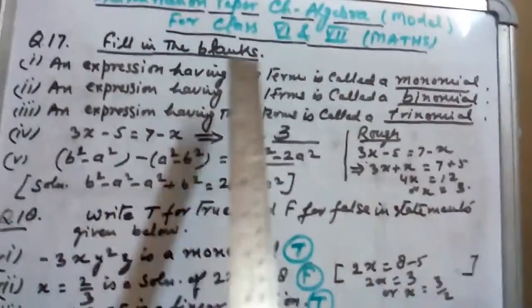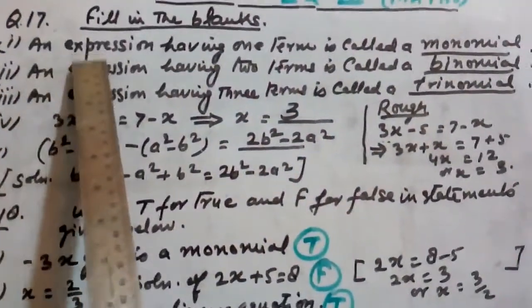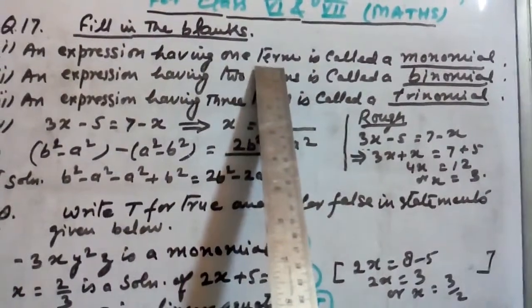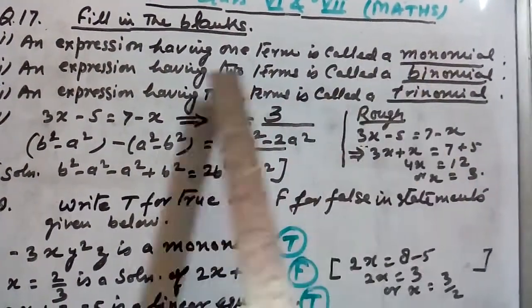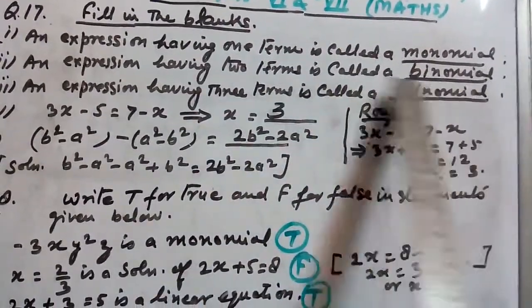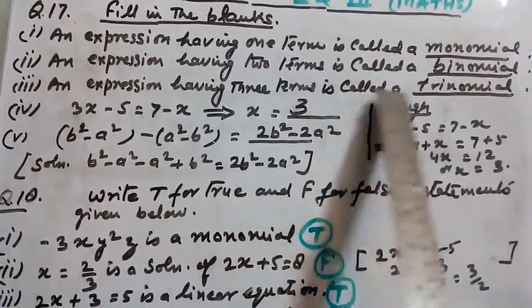Question is fill in the blanks. Its first part is an expression having one term. Children, first, an expression having one term is called monomial. Having two terms is called binomial. Having three terms is called trinomial.